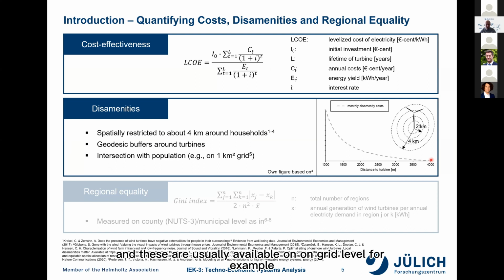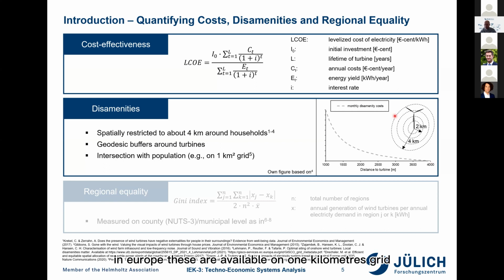And these are usually available on grid level. For example, in Europe, these are available on a 1 kilometer square grid. The regional equality can be measured by the Gini index. This is an index named after the researcher Gini, and it gives an indicator of how even a distribution is.